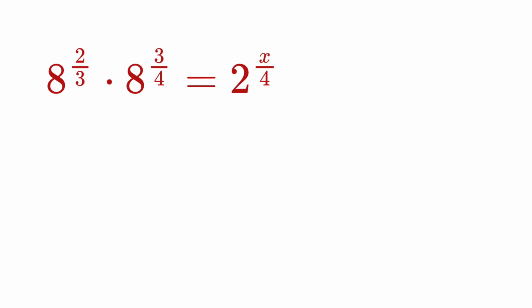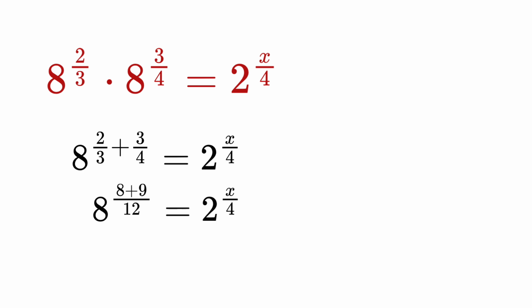Here, on the left side, the bases are equal, so we should add the powers. Then we get 8^(2/3 + 3/4) = 2^(x/4). Now take the LCM in the power terms. Now we get 8^((8+9)/12) = 2^(x/4). Now we get 8^(17/12) = 2^(x/4).